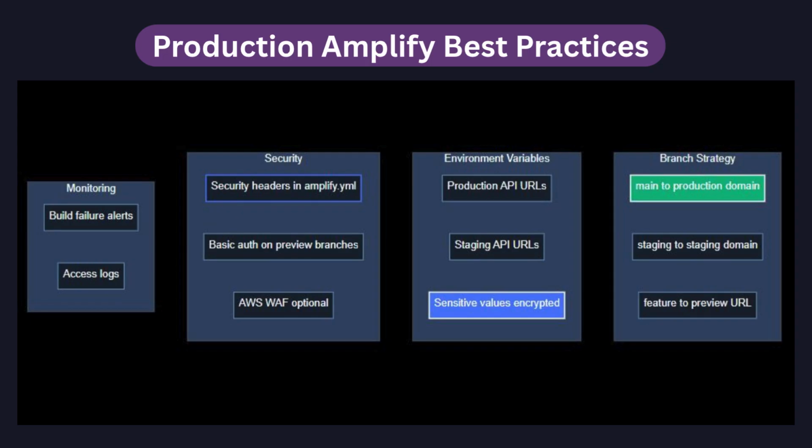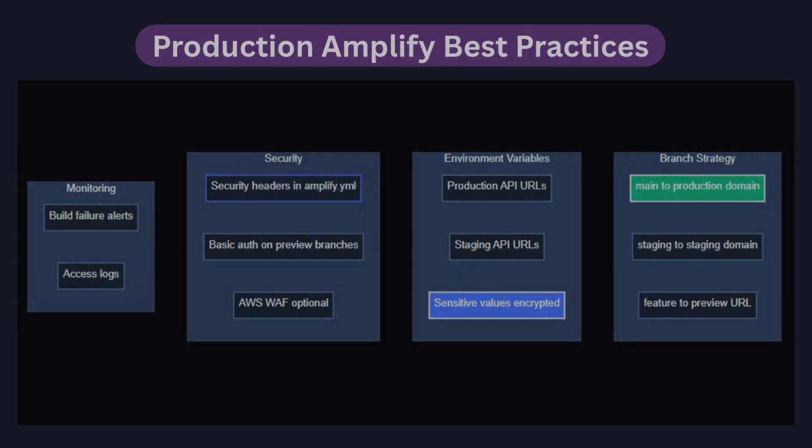environment variables in Amplify. Security headers should be defined in the amplify.yml file to protect the application at the CDN level. Additionally, staging and preview branches should be protected using basic authentication, and build failure notifications should be enabled to monitor deployment issues in real time.